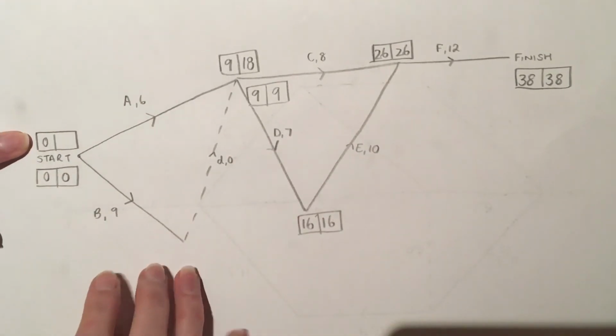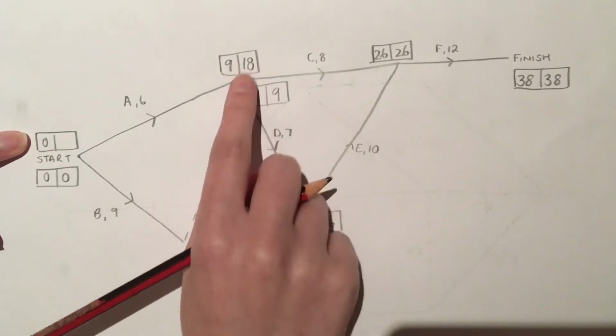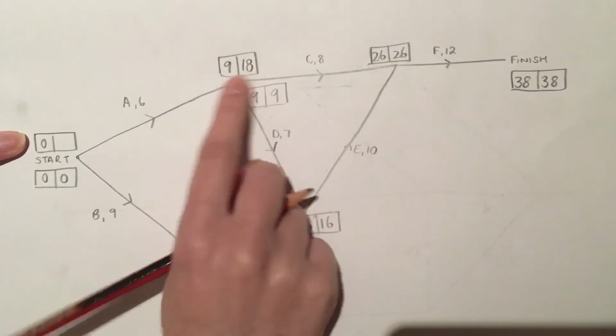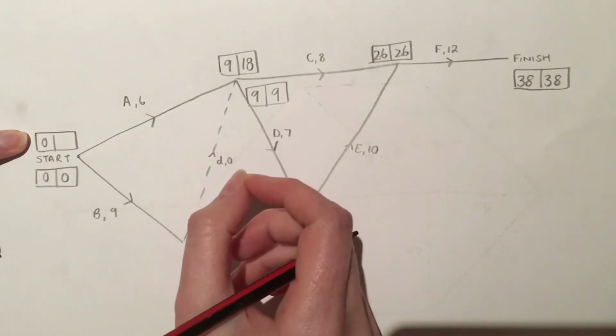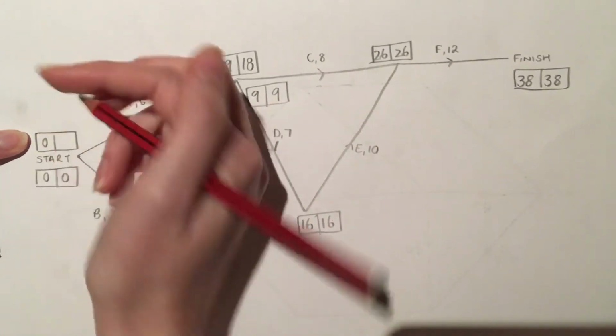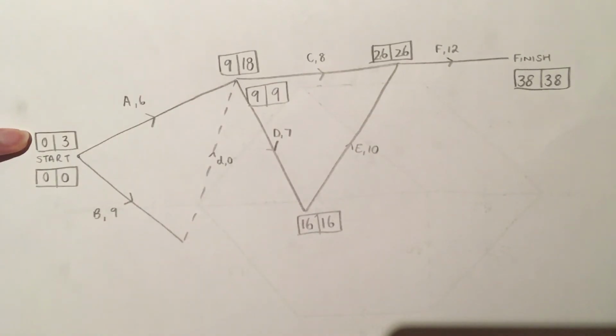And then for here, I've got two options because there are two boxes at this point. I can go 18 take away 6 or I can go 9 take away 6. It's going to be the smallest option, which is 9 take away 6. So that one is 3.